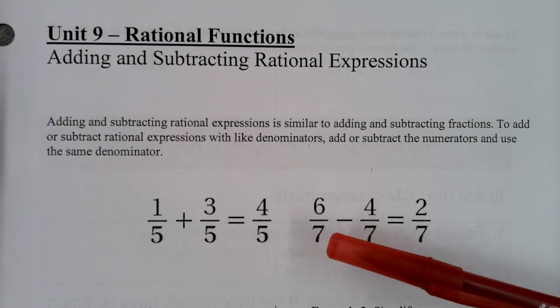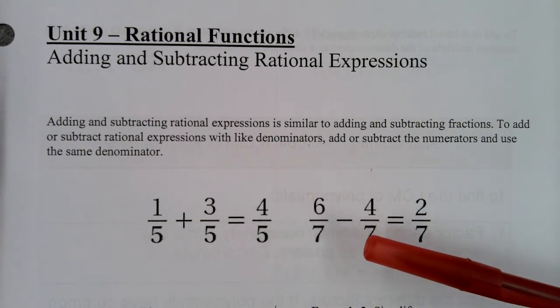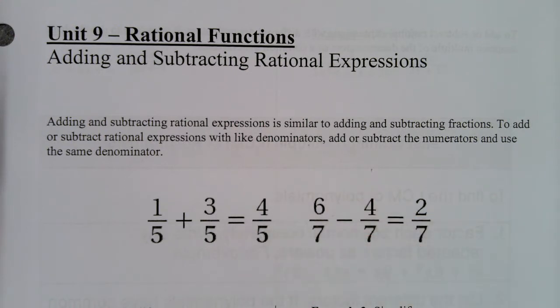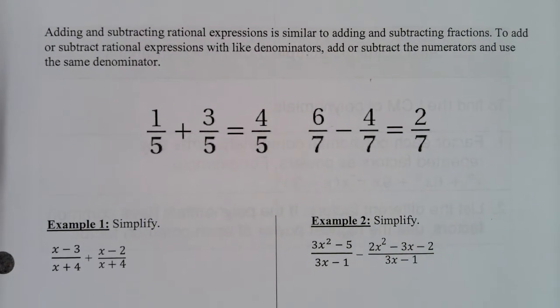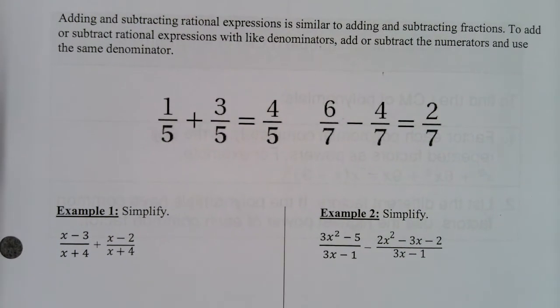Same thing for subtraction. If you had to do 6/7 minus 4/7, that equals 2/7. Okay. But again, you need common denominators to add and subtract. So we're going to start off with some easy ones. We have two easy ones to start because they already have common denominators.